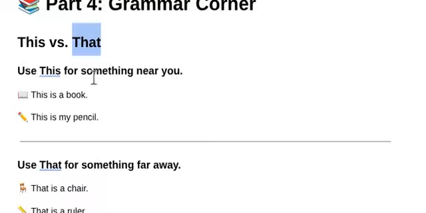Use this for something near you. This is a book. This is my pencil. This is a book. Use that for something far away.